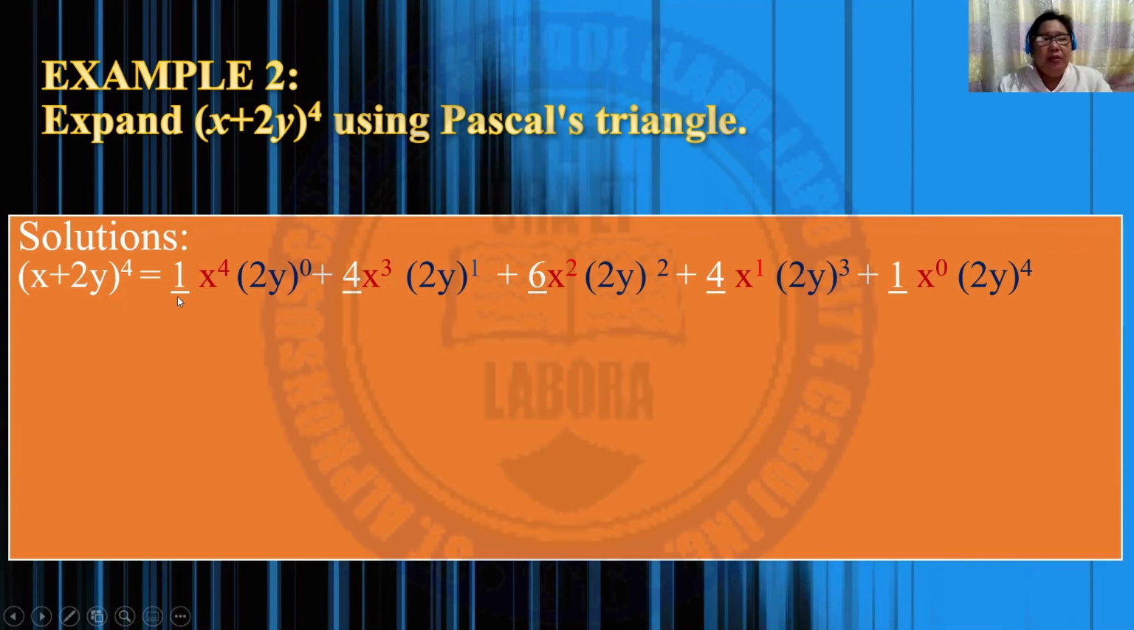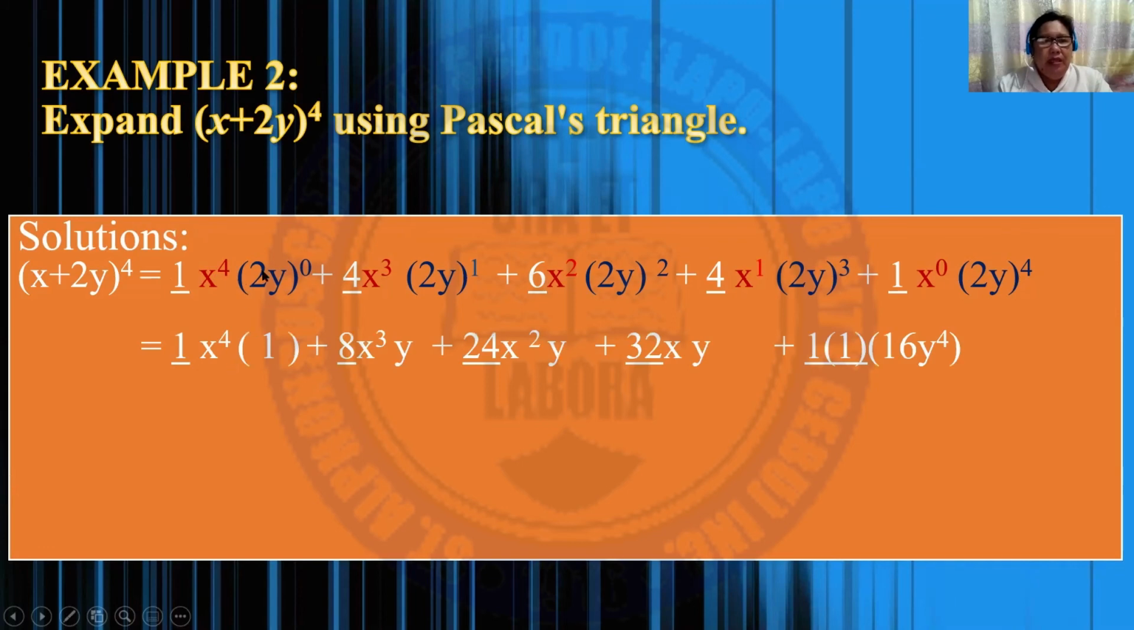And there are 5 terms. So this is 1, 2, 3, 4, 5. So for x, the degree or the exponent is decreasing: 4, 3, 2, 1, 0. And then for the second term, you have there 2y: 0, 1, 2, 3, 4. Then just simplify. This is equivalent to 1. So that is why you need not reflect this.